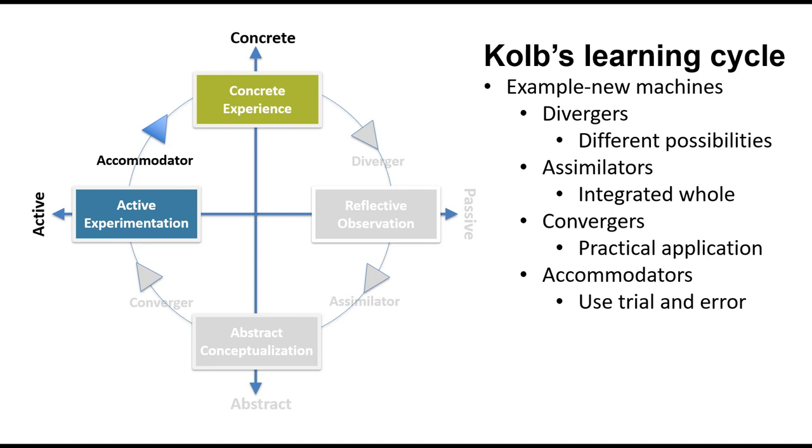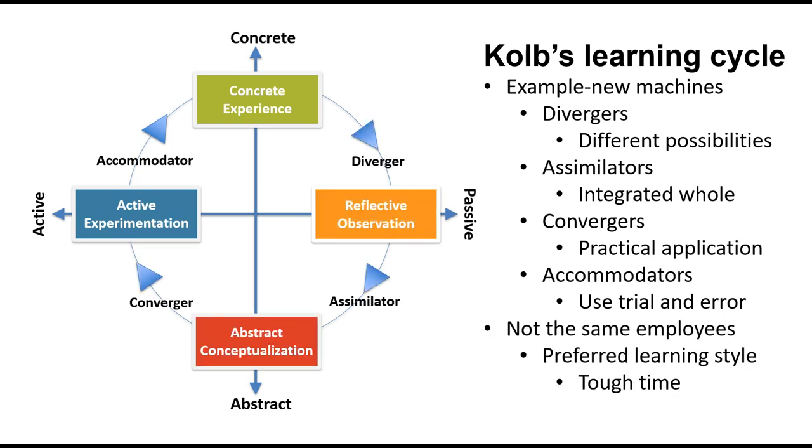In the last phase, you will use employees that are Accommodators. They will bring you from active experimentation to concrete experience. They will use trial and error rather than thought and reflection when changing your production line with the new machines. They solve problems in an intuitive way, such as discovery learning. You can most likely not use the same employees throughout the process. Most people have a preferred learning style and one they have a tough time with.